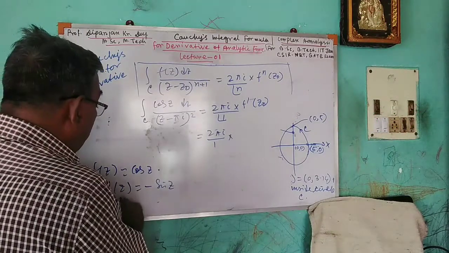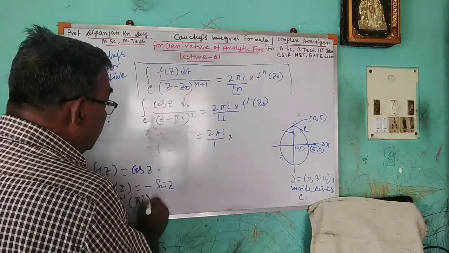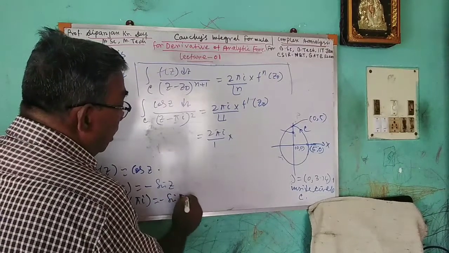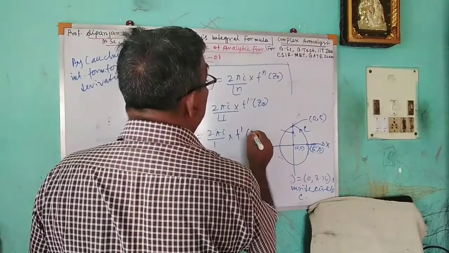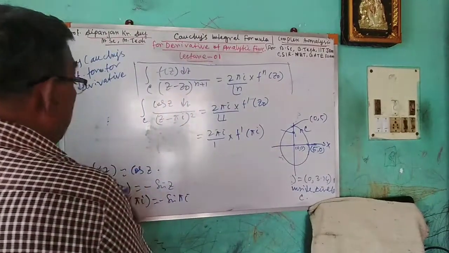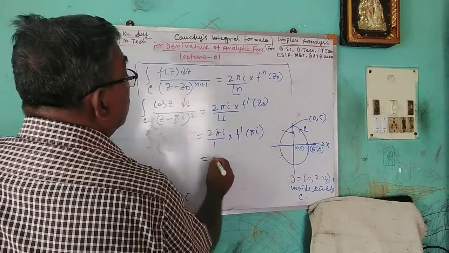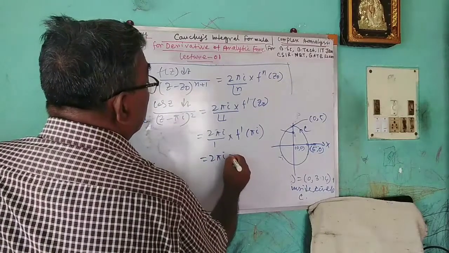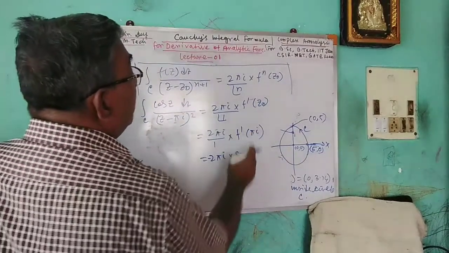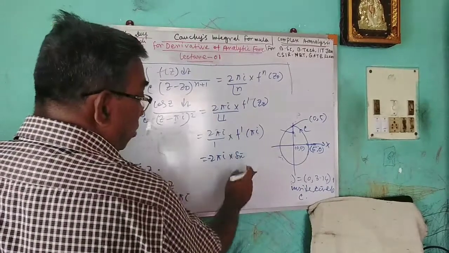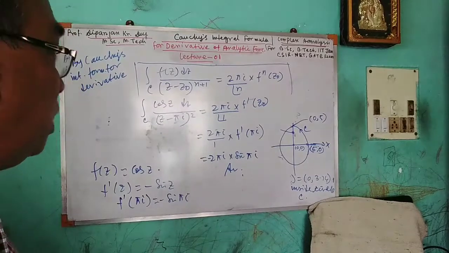What is the z value? Pi I. f dash pi I is equal to minus sin pi I. So f dash z0, that is f dash pi I, where f dash z is equal to minus sin z, equals minus sin pi I. So the answer is 2 pi I into sin pi I with a negative sign, because f dash pi I equals minus sin pi I. So this is the answer for this integration.